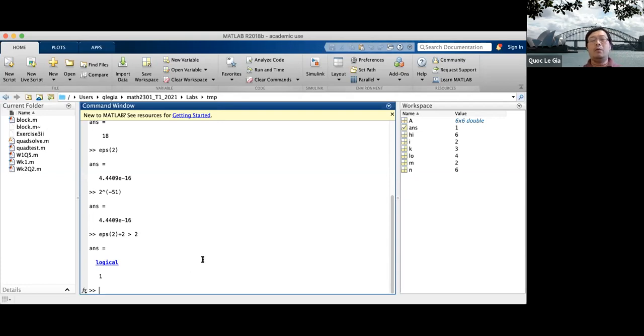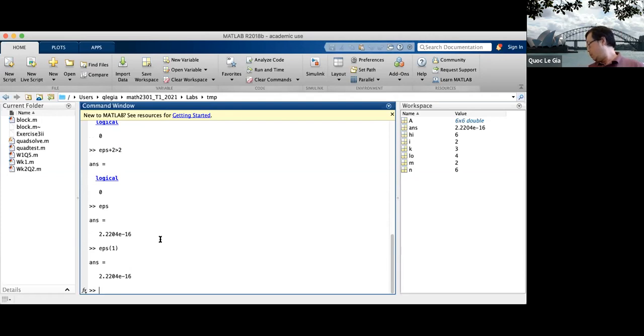Now, if you divide epsilon of 2 by 2 and add it to 2, then it's no longer bigger than 2. So epsilon of 2 is the smallest increase you need in order to get above 2. And if you take epsilon plus 2, then it's not bigger than 2 as well. Remember, epsilon without parameters is just epsilon of 1, so this one is the same as epsilon of 1.